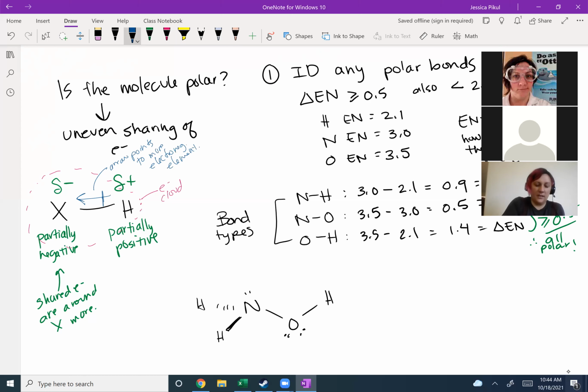It means that the arrow is going to point to the more electronegative element. So let's go ahead and do it with the arrow, and then we can do it with the delta symbols too. So all of these were polar, so all of these bonds are going to get a symbol. If it was a non-polar bond, if it was less than 0.5, you wouldn't draw anything, right? Because we're just worried about identifying these polar ones. If it's non-polar, we don't draw anything to indicate that.